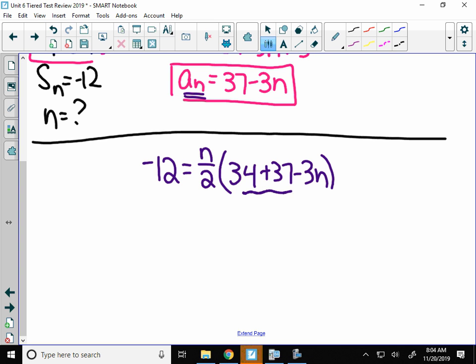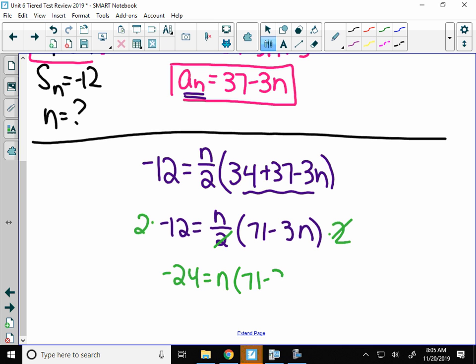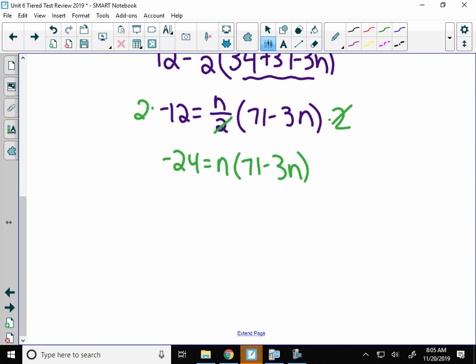I'm going to combine like terms inside the parentheses. So I'll have negative 12 equals n over 2 times 71 minus 3n. Now, I'm going to get rid of that denominator of 2 first. So I'm going to multiply both sides by 2. I'm going to cancel that 2 off, which will give me negative 24 equals n times 71 minus 3n. And then I'm going to distribute the n on the right-hand side.